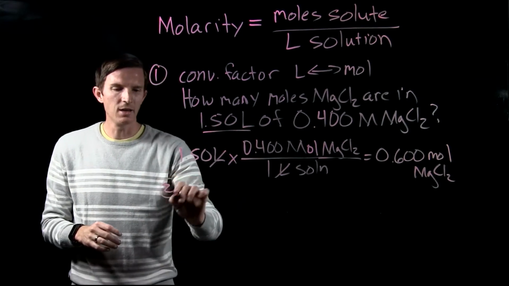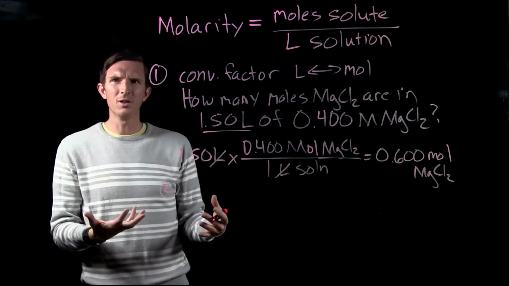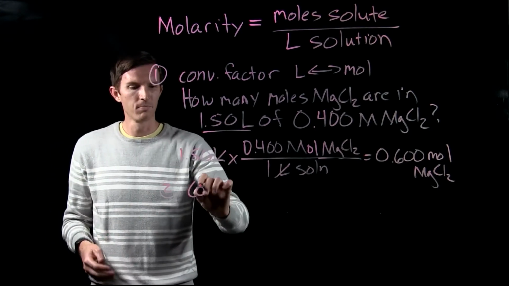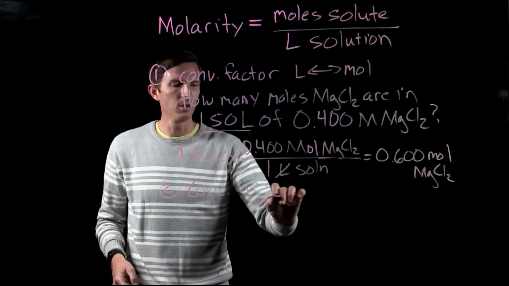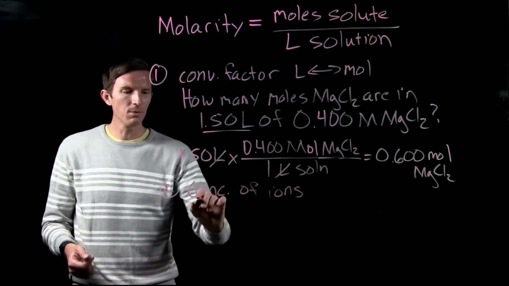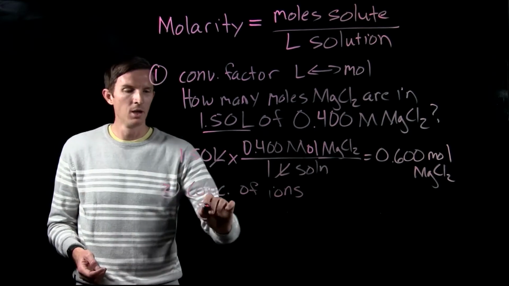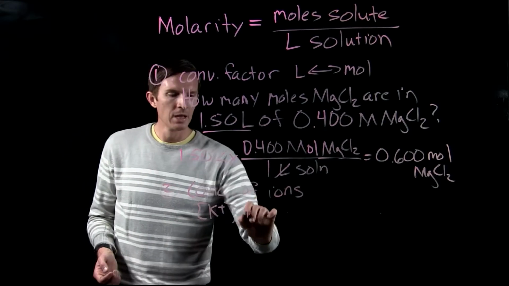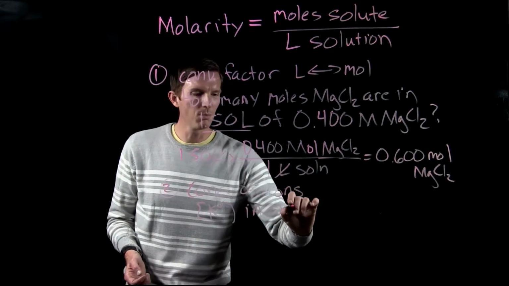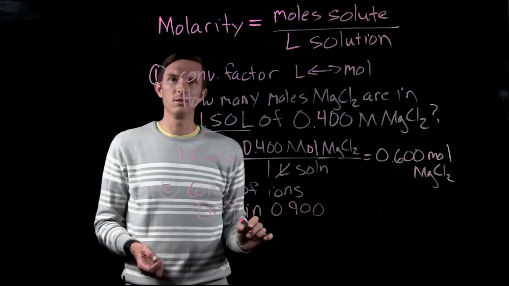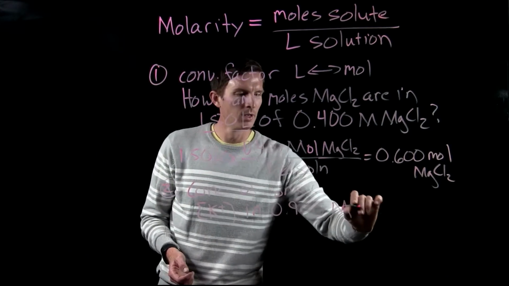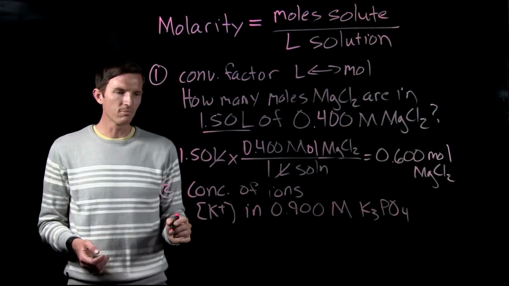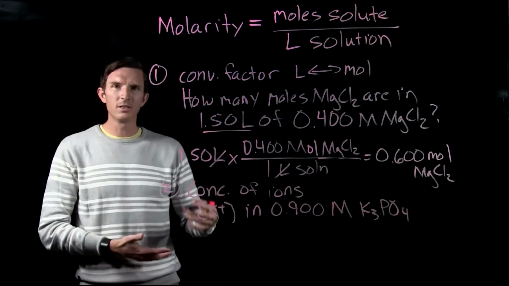Okay, so that's one thing that we can look at, the amount of moles of this specific compound. Secondarily, what if we have a solution? How many ions do we have? What's the concentration of our ions? So let's say we want to find out the concentration of potassium ions. Remember, brackets mean concentration, molarity, in a 0.900 molar potassium phosphate solution.